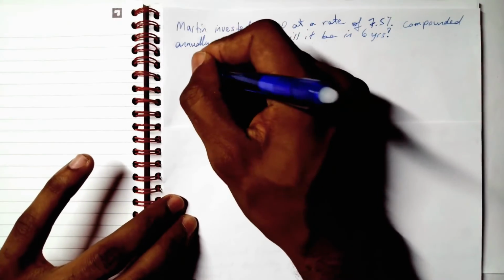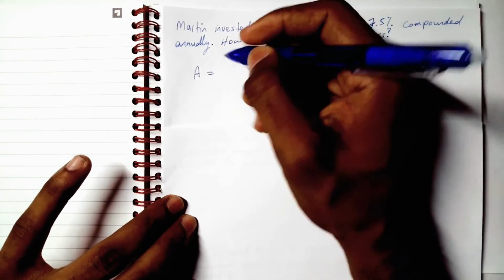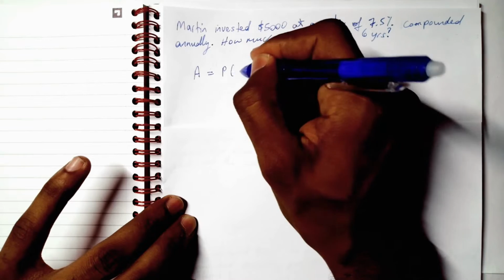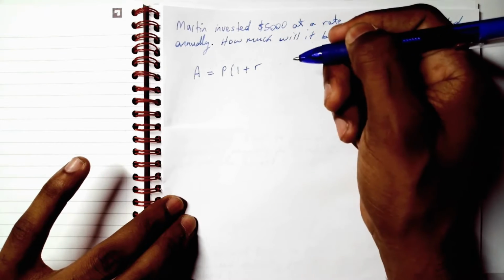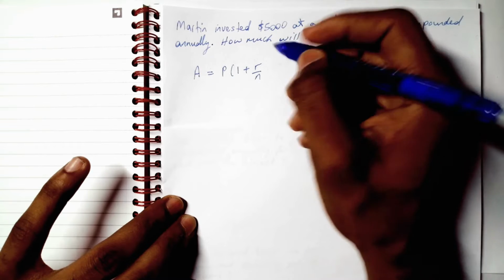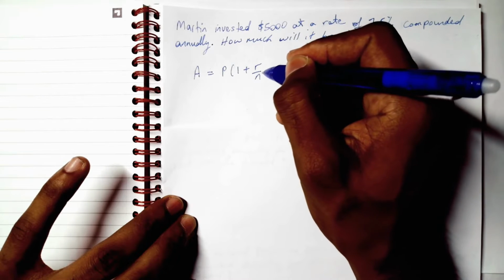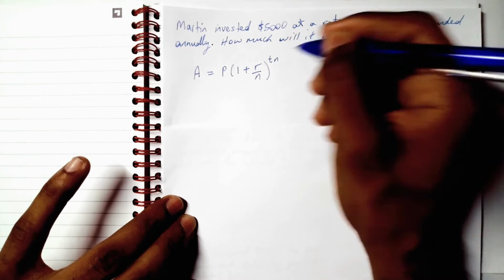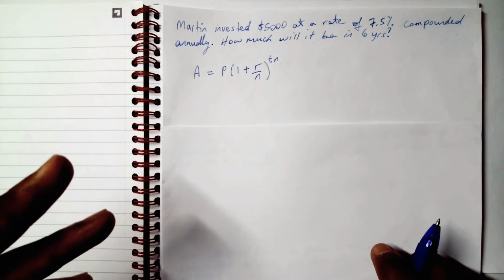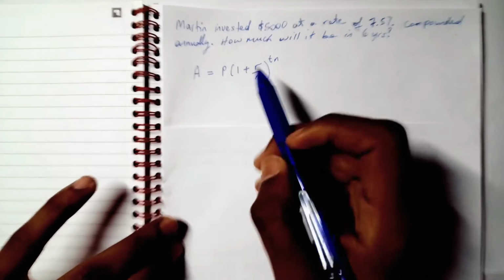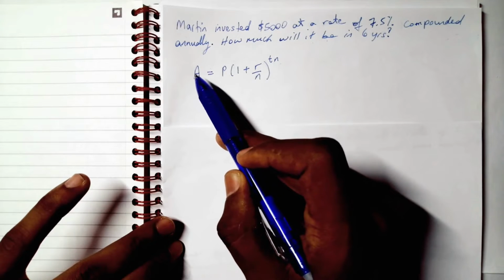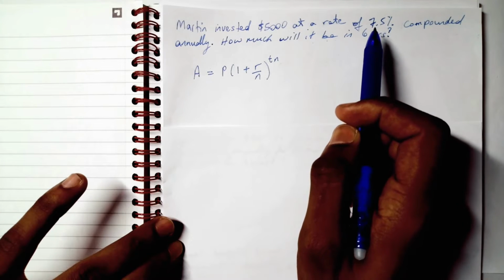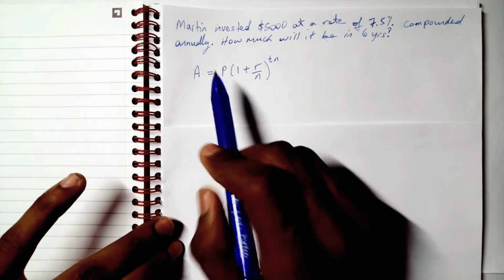For compound interest, the formula is: the accumulated value A is equal to the principal P multiplied by (1 plus the interest rate over n), raised to the power of t times n. This n is so important, but we'll discuss it later. Let's talk about this formula. The A is of course the accumulated value, what the 5,000 will be at the end of 6 years at 7.5%.